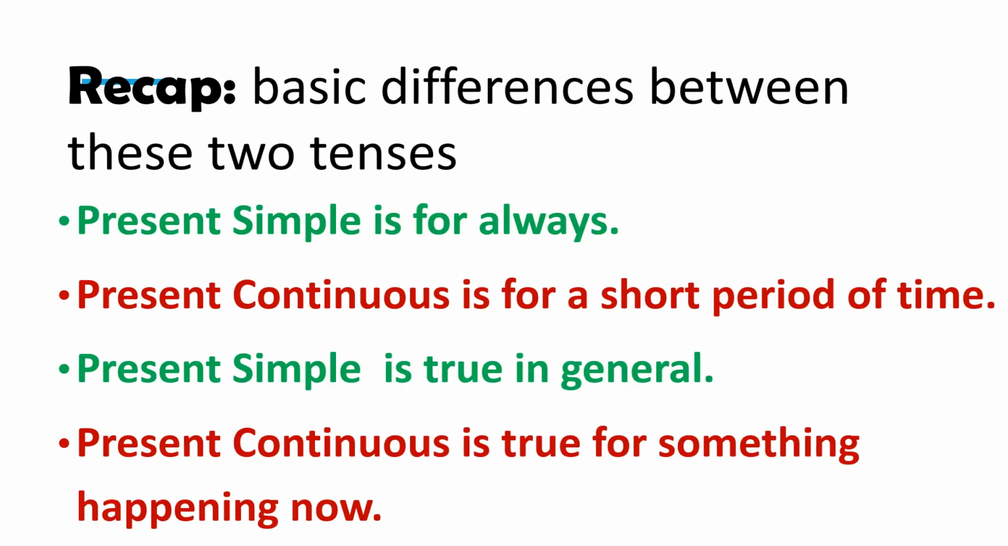Now, let's summarize what we have learned so far. Present simple is used for the activity which is done over a long period of time. We can say present simple is for always. Present continuous is for short period of time. It is used for an activity which is done over a short period of time. Present simple is true in general and present continuous is true for something happening now. These are the basic differences between these two tenses.